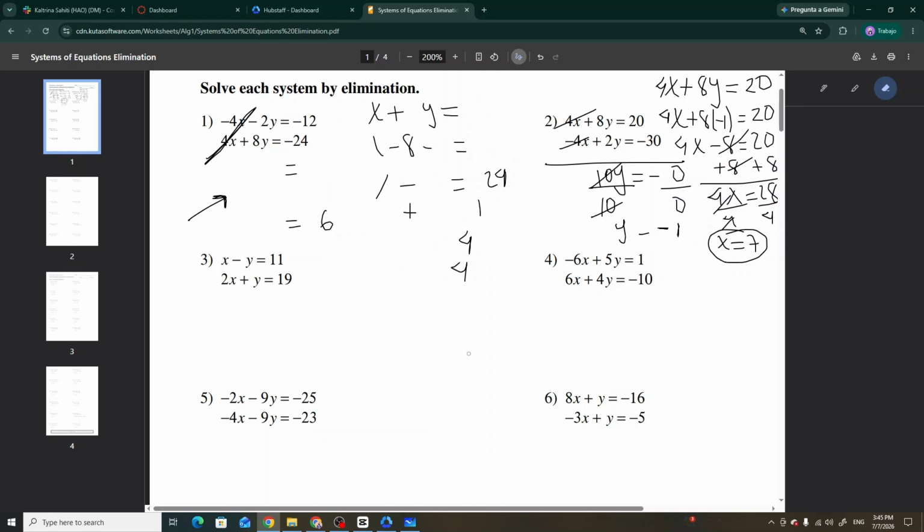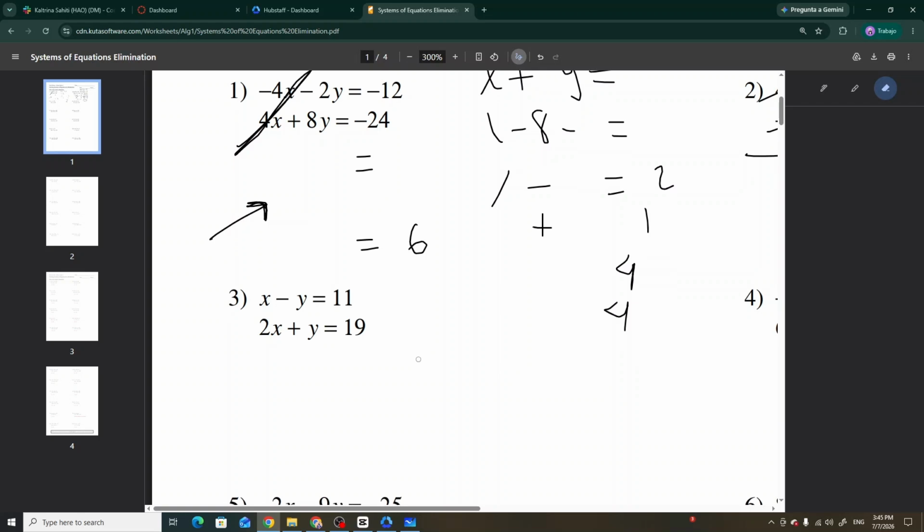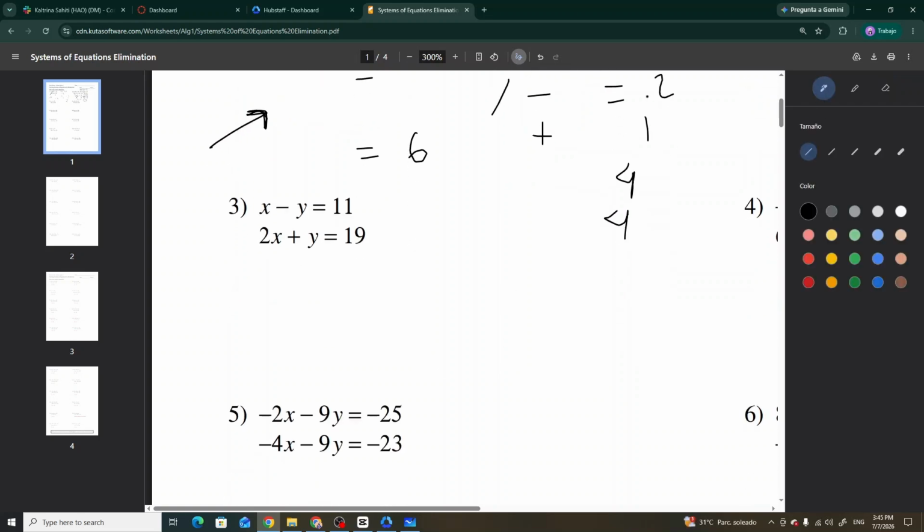As I see on equation number 3, I have negative y and positive y. Instead of eliminating the x, I'm going to eliminate the y because it's easier. I just cross out the y, right? And now I solve for x. 1x and 2x, that's 3x. And 11 plus 19, that is 30. Solving the one-step equation, 3 over 3 gives me x, and 30 over 3 gives me 10.